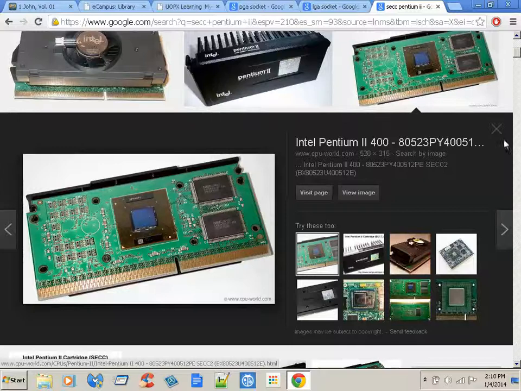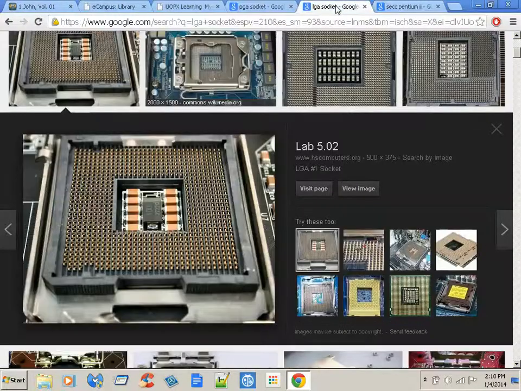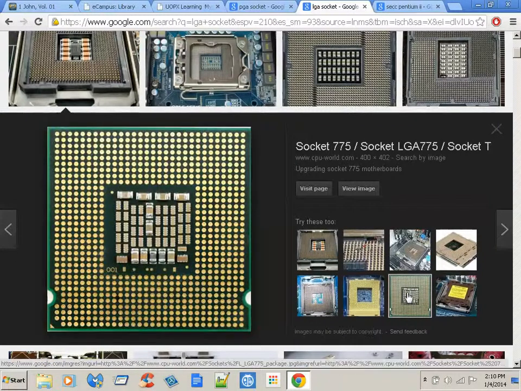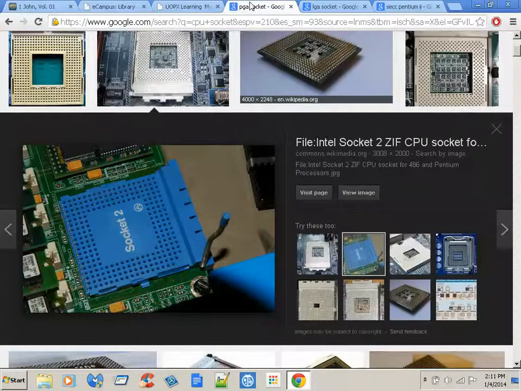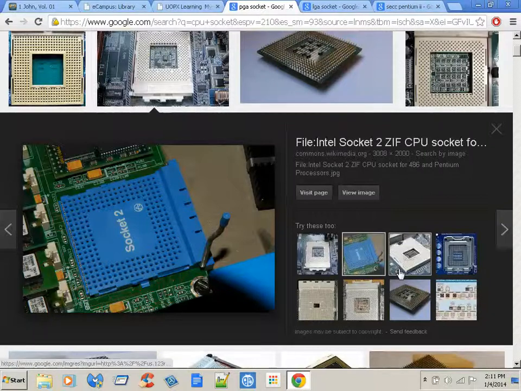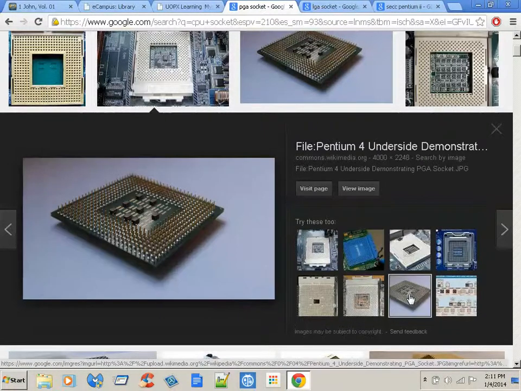So going on, we'll look at the LGA socket. It's a Land Grid Array, and you can see how that looks when you put down your CPU onto the socket. You would have a bunch of little connectors like this. Those little connectors would line up with your socket right there, just the same. And then you'd go to the pin grid array, and they would have a bunch of little holes, and on the CPU they would have the pins that would go into those holes.